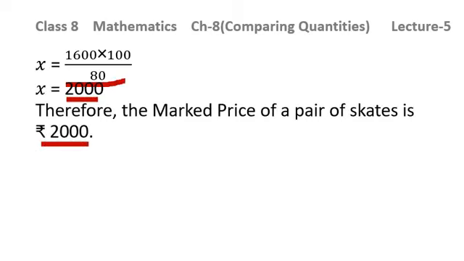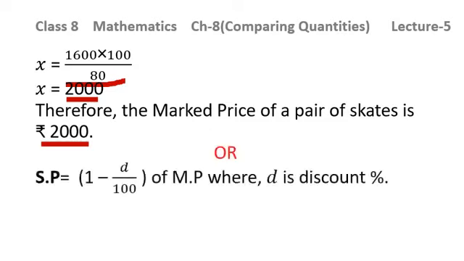And children, you can use one formula. I told you, if discount is given to you in percentage and MP is unknown, and SP is also given to us, then you can use this formula. SP is given to us, that is 1600. SP equals (1 minus D) into MP, where D here is the discount percentage, which is given to us as 20 over 100. You can take X or let it be MP only. Then you can solve this way also. You will surely get the same result. So I hope you will be able to do these questions.